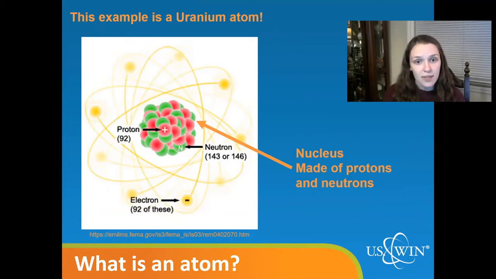The center of the atom is called the nucleus. It's made up of a concentration of neutrons and positively charged protons. Uranium, for example, as shown in this picture, has 92 protons and either 143 or 146 neutrons, depending on the isotope. The other component of the atom are the negatively charged electrons. These float and circle around the nucleus and make up the rest of the atom.